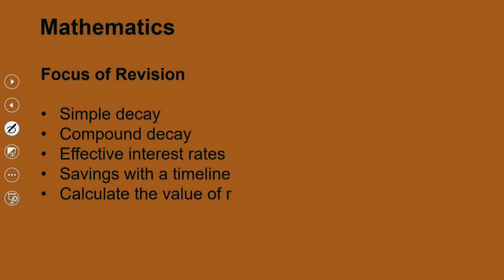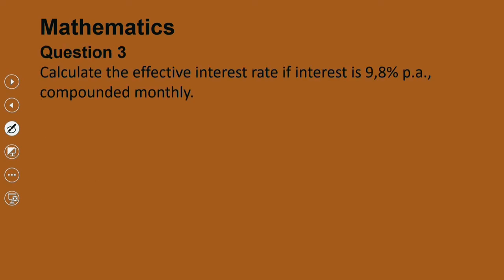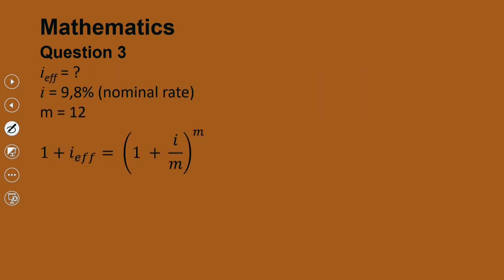Now, like I've already mentioned, we have already done simple decay, compound decay. Now we are at effective interest rate. Let's have a look at the question. Question 3 says, calculate the effective interest rate if interest is 9.8% per annum, compounded monthly, right? So what do they say? We need to get what? The effective i_eff. That's effective interest rate.